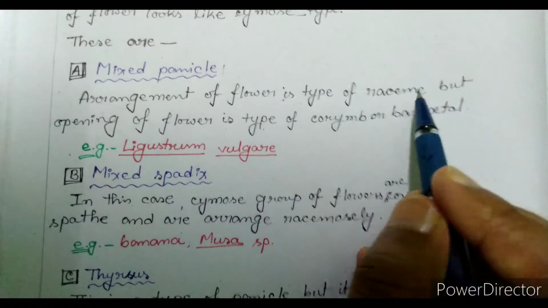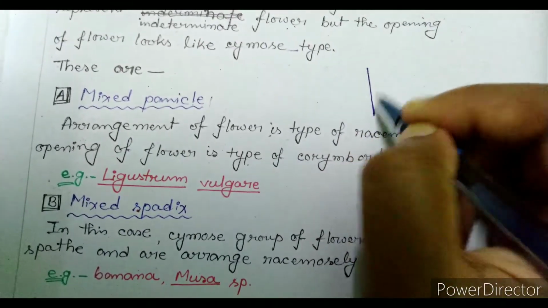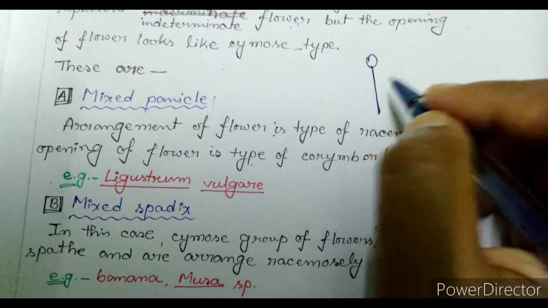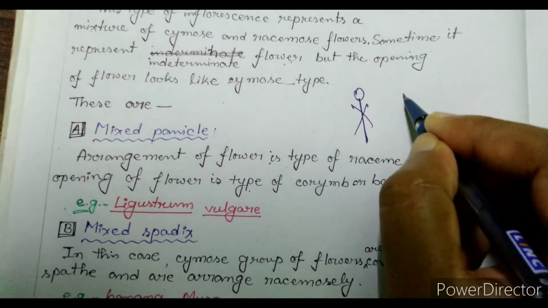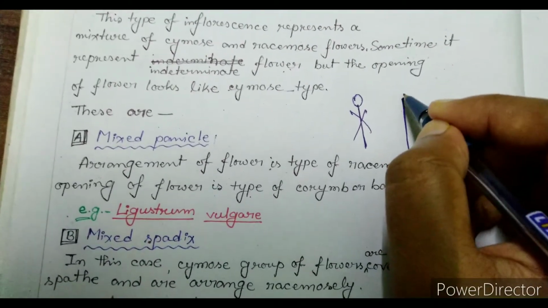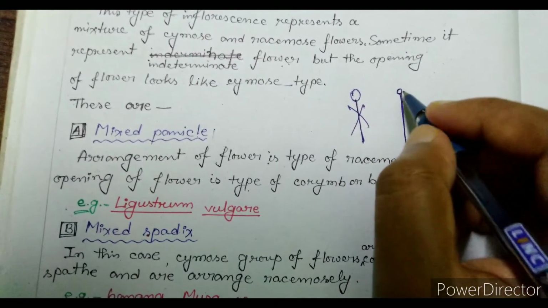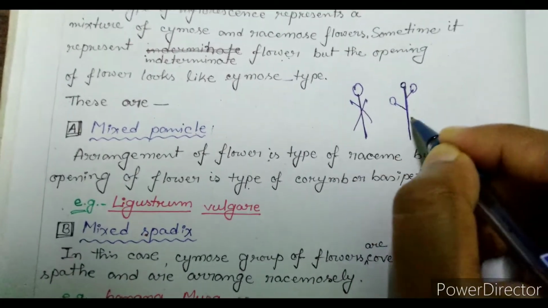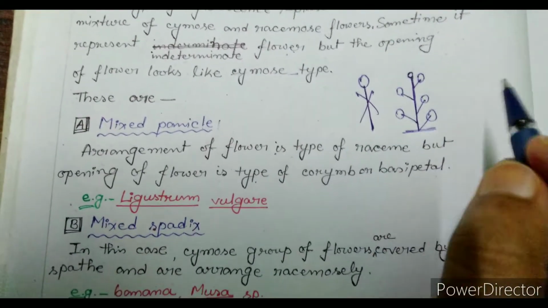The flower arrangement is like a raceme, meaning there is an indefinite stalk. Sorry for that. So an indefinite stalk is always present in the case of mixed panicle, and the floral arrangement looks like a raceme, where we know that in raceme inflorescence the youngest flower is at the apex, and gradually the flowers become older. So this type of floral arrangement is present in mixed panicle.